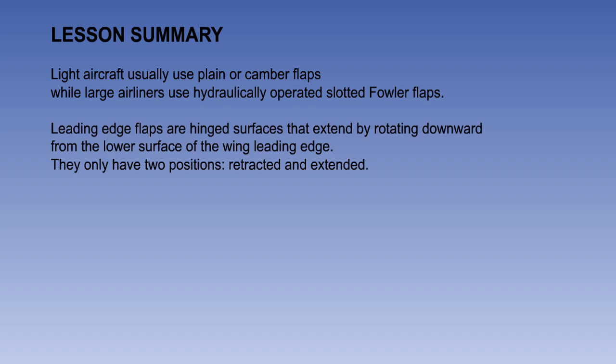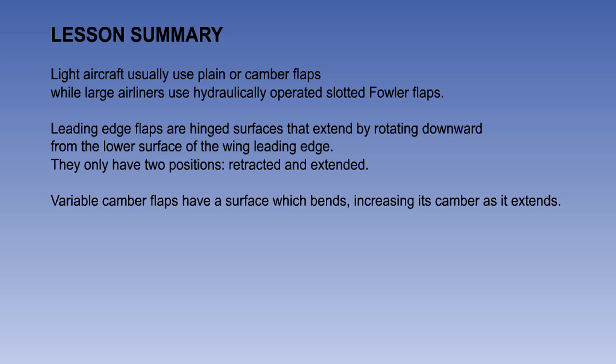Leading edge flaps are hinge surfaces that extend by rotating downward from the lower surface of the wing leading edge. They only have two positions, retracted and extended. Variable camber flaps have a surface which bends, increasing its camber as it extends.